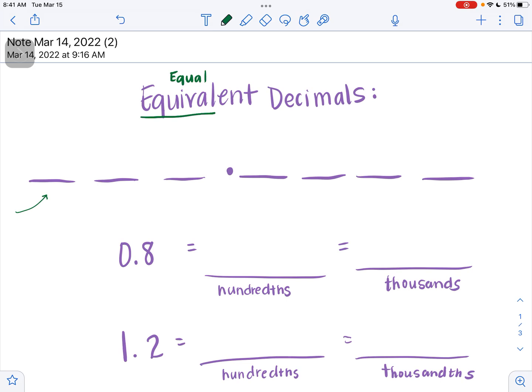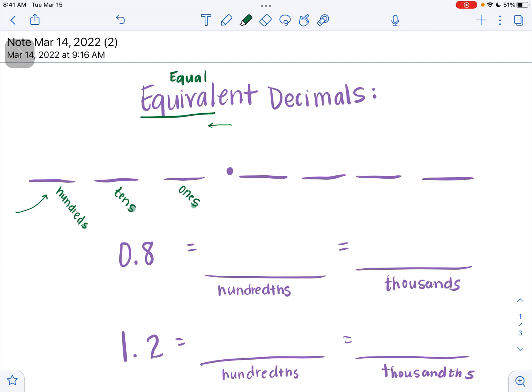So starting here by the decimal point, let's start going to the left first. So we've got ones, tens, and hundreds. You guys are familiar with that. You've been working with that for many years now. Notice my ends are S, S, and S.